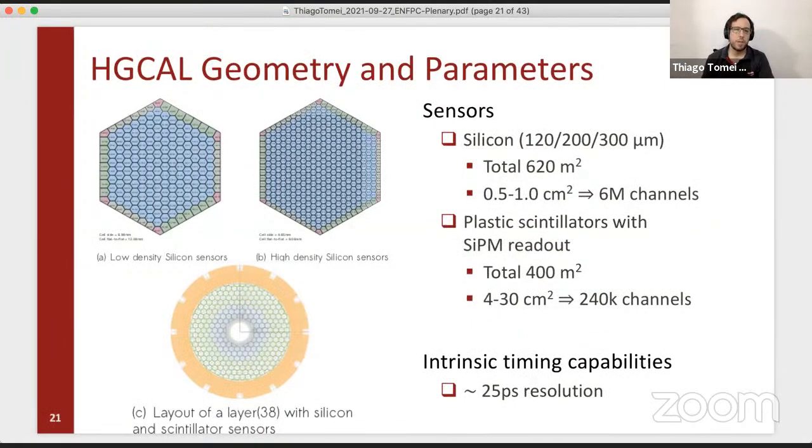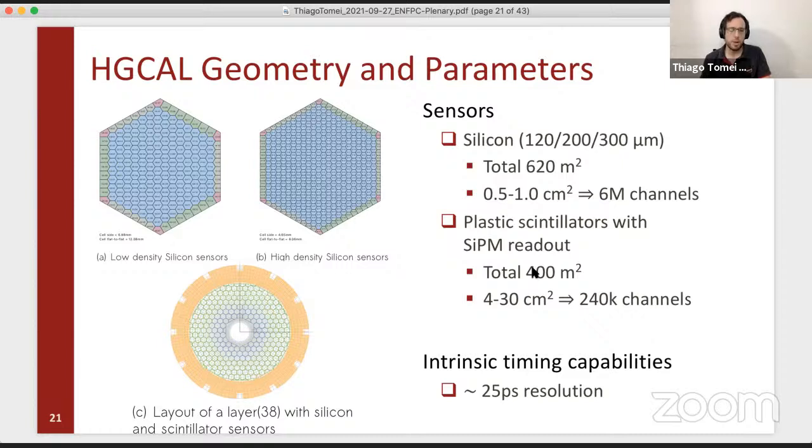These are the sensors of the high granularity calorimeter. The silicon sensors come in two varieties, low density and high density, and it's a total of 620 square meters of silicon. And each one of these cells here then becomes one of the green cells in the layer that's shown below. So the key thing is that the granularity is extremely high. And then you have, of course, millions of channels for the silicon and hundreds of thousands of channels for the scintillator. Why do we need that?